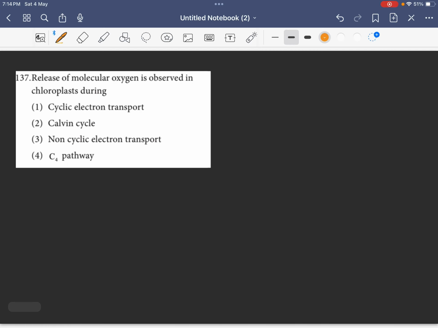Release of molecular oxygen is observed in chloroplast during, yes, only during the non-cyclic electron transport. So your answer is 3rd.